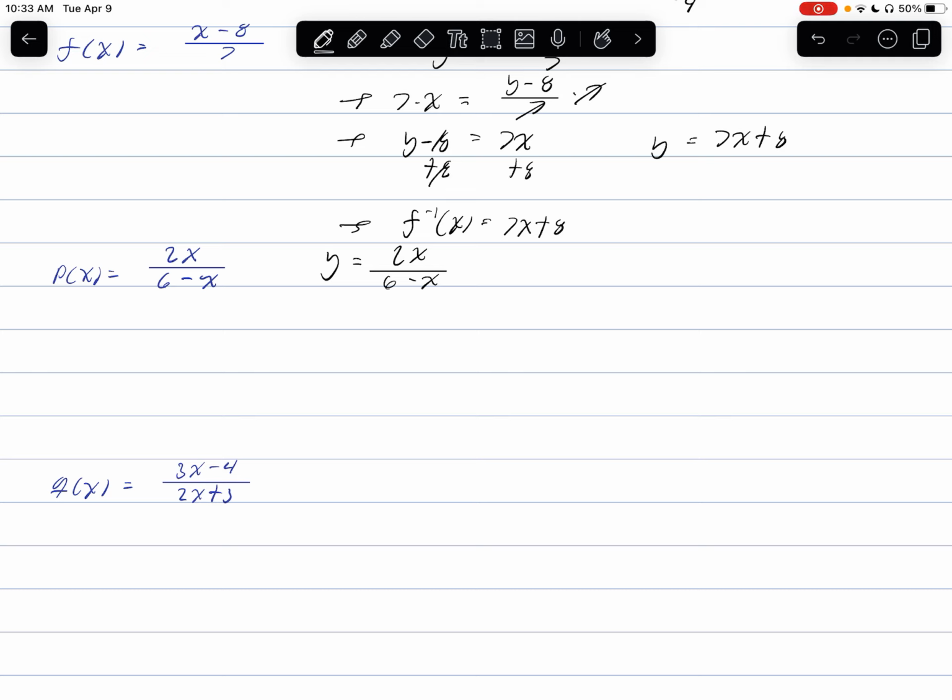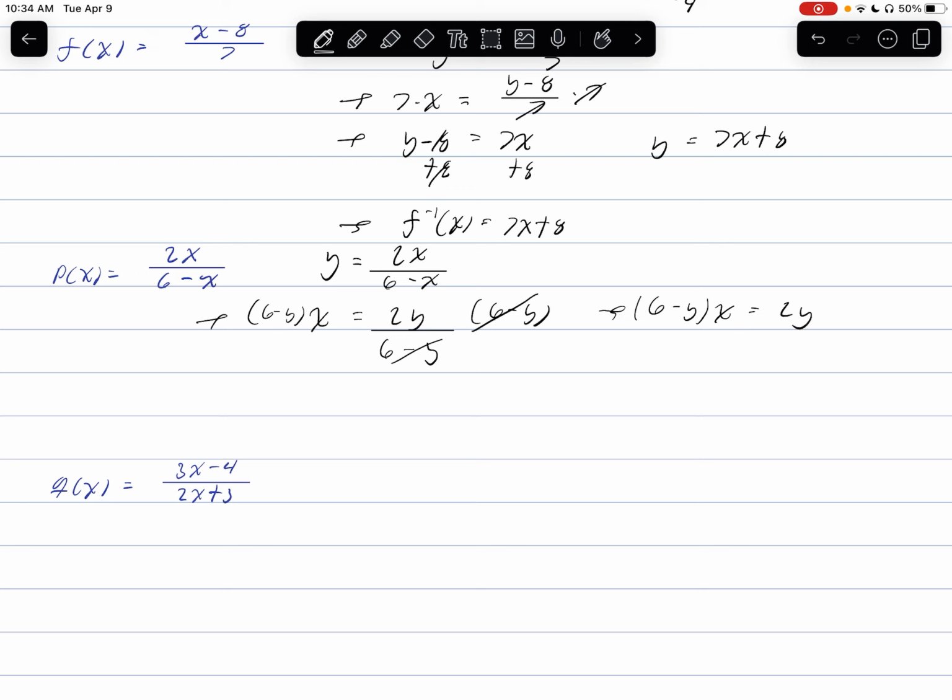Then we're going to switch x and y. So we're going to have x is equal to 2y over 6 minus y. Then we're going to solve for y. Let's see what would be the best way to do this. We can multiply both sides by 6 minus y. These will cancel, and now we have 6 minus y times x is equal to 2y.